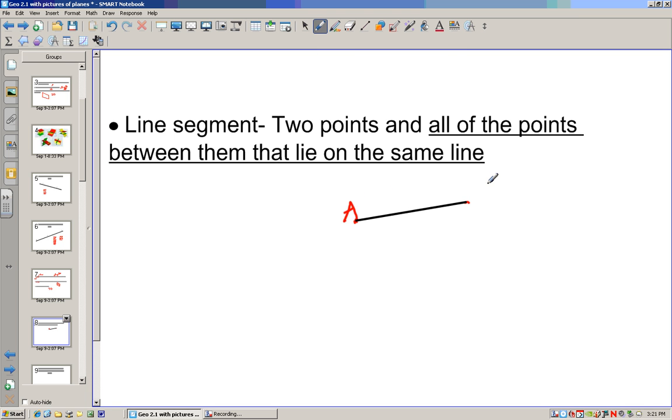So I can name this A and B. This does not continue to the right, and it does not continue to the left. So we will write this symbolically with just an AB and a segment on top with no arrows.